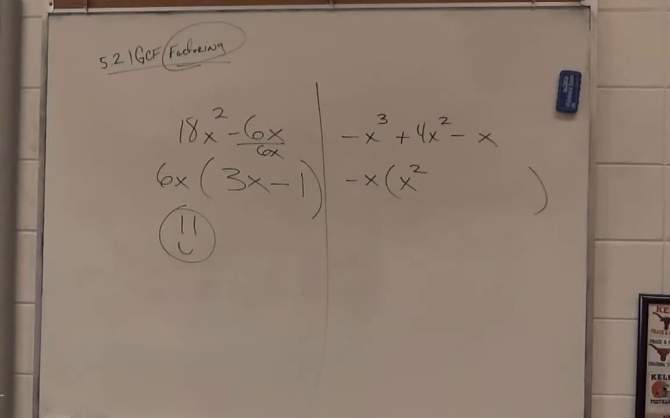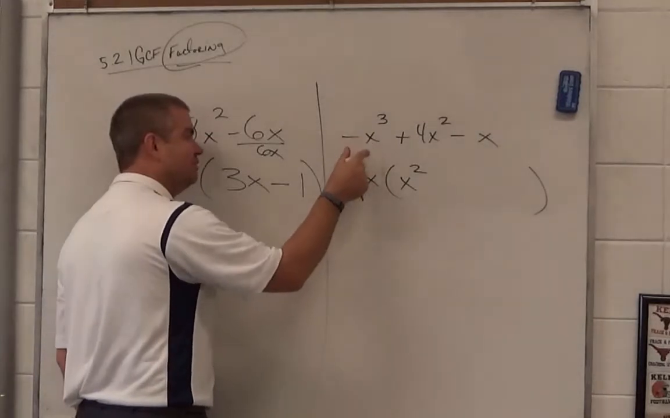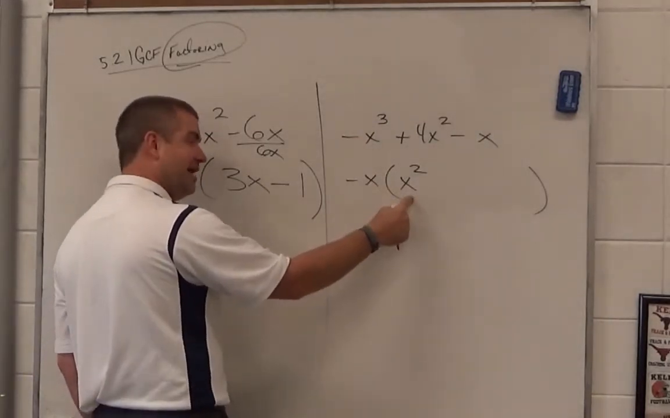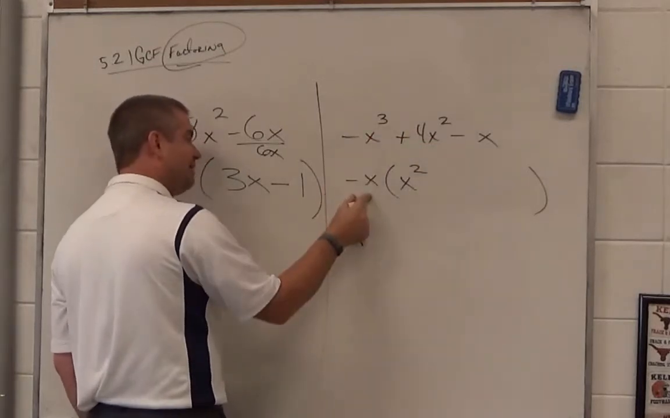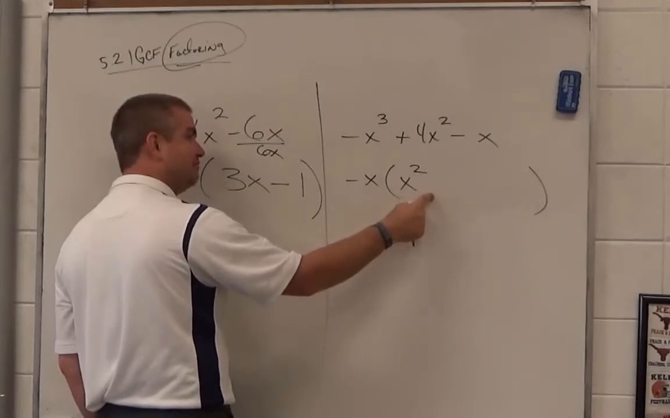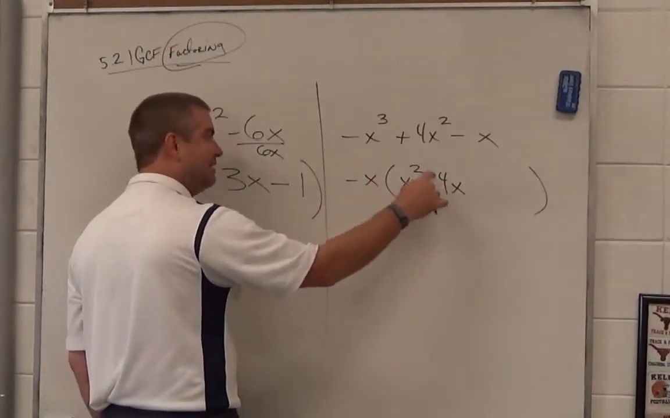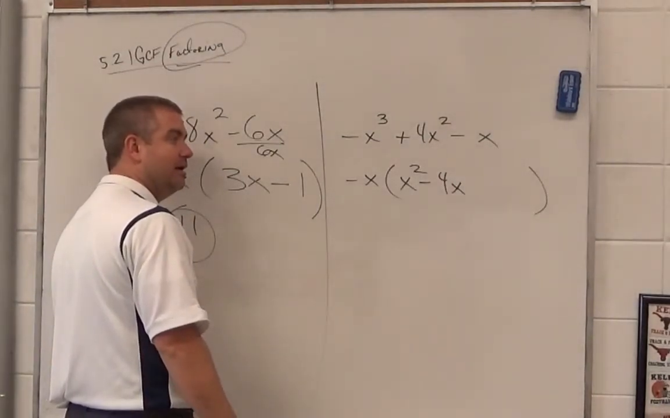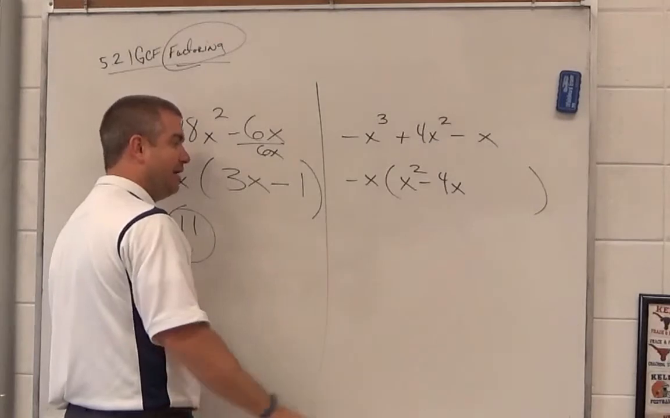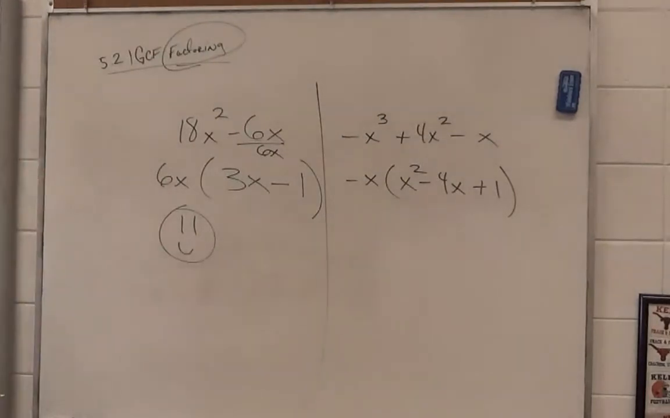Well, what does that do? Well, you just have to be real careful about your signs. If I take a negative x cubed and divide it by negative x, I get positive x squared. If I take a positive 4x squared and divide it by negative x, what is this term going to be? It's not going to be positive. It's going to be negative 4x. See, negative times negative gives you positive. And then the last term is going to be a what? Positive 1. Very good. I heard somebody say x. Okay, it's going to be positive 1. X divided by x is 1.